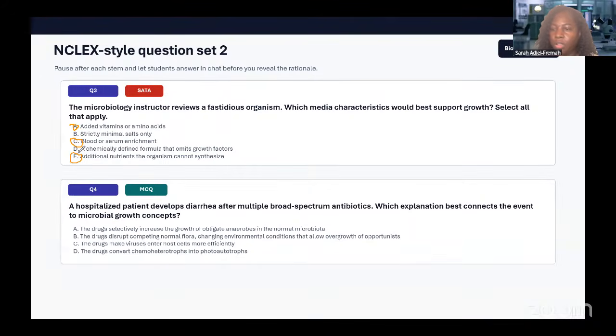So first of all, fastidious organisms. So these are microbes that are complex. Their nutritional composition is complex.